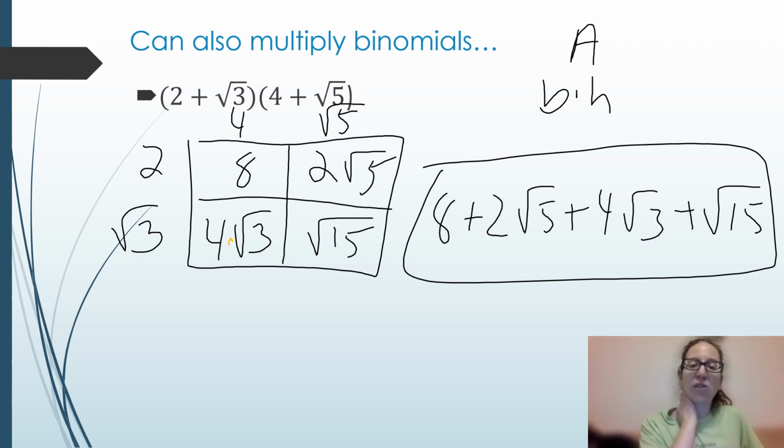Now, there are some situations where you might be able to simplify those radicals and you could go further, but we haven't talked about adding radicals yet. So I try not to slam you with that in this video because that would be kind of mean. All right, so that's what it looks like to multiply your binomials.